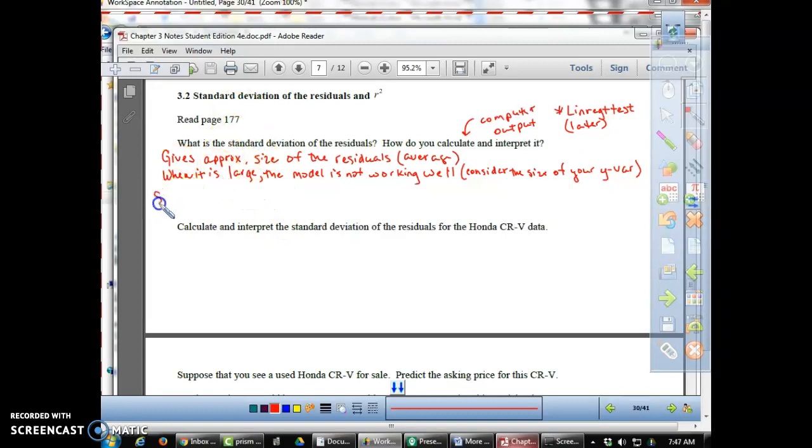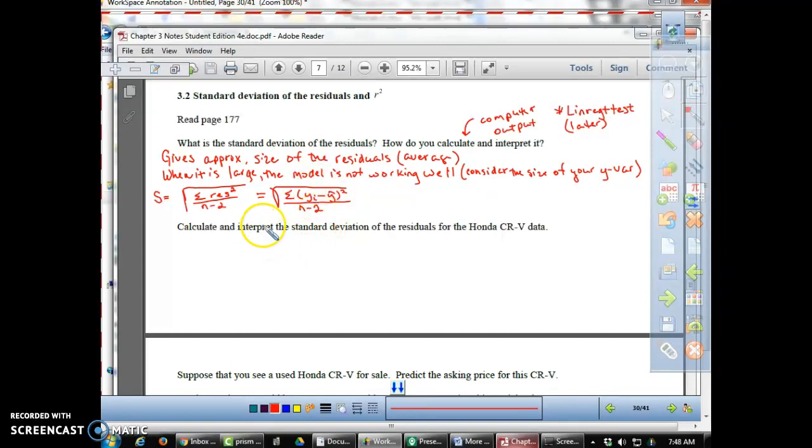So this is the formula. S is equal to the square root of the summation of your residuals squared, divided by n minus 2. Those are the degrees of freedom for this, n minus 2. Another way to think about this, it would be the square root of the sum of all your individual y's minus their predicted y's for that x, squared, which we computed in class yesterday, divided by n minus 2. So it's basically just the average size of your residuals.